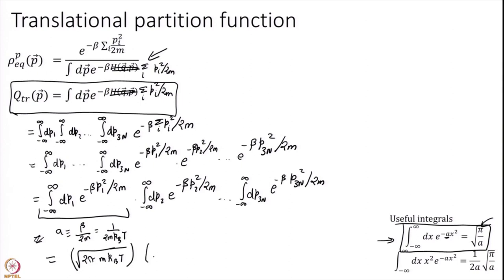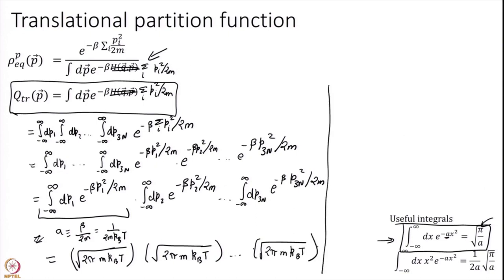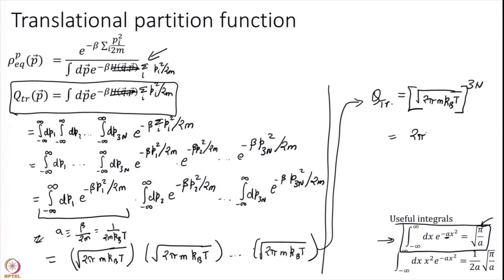But I get the same integral when I solve for p2. In fact, I will get the same for all 3n of them. So, if I multiply these together, what I get is... or I just write it slightly differently. Okay.